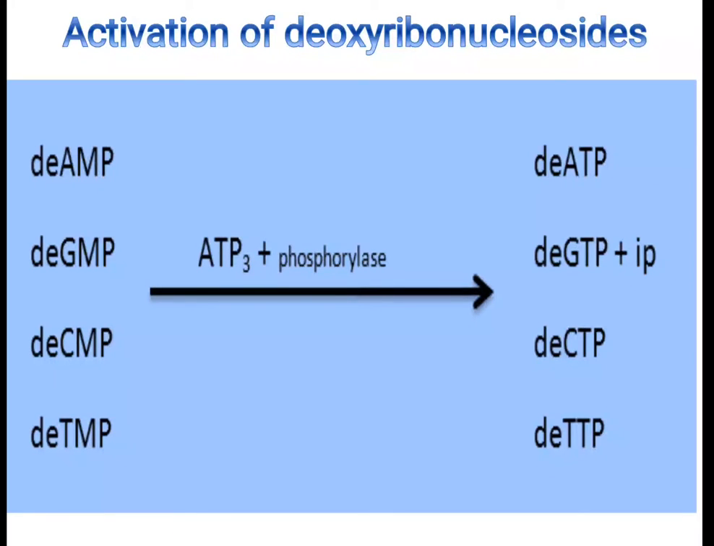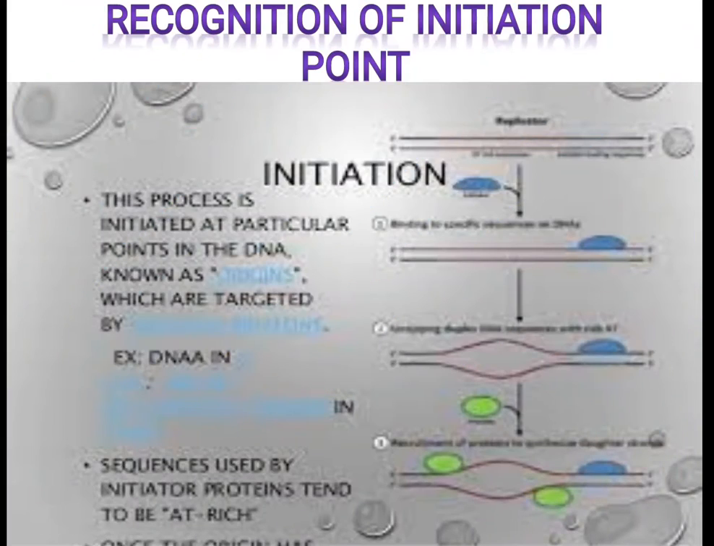Now these triphosphates, the nucleosides, are in the activated form. Once they are freely floating in the cytoplasm, they are in the activated form. The next step which occurs is the recognition of the initiation point.